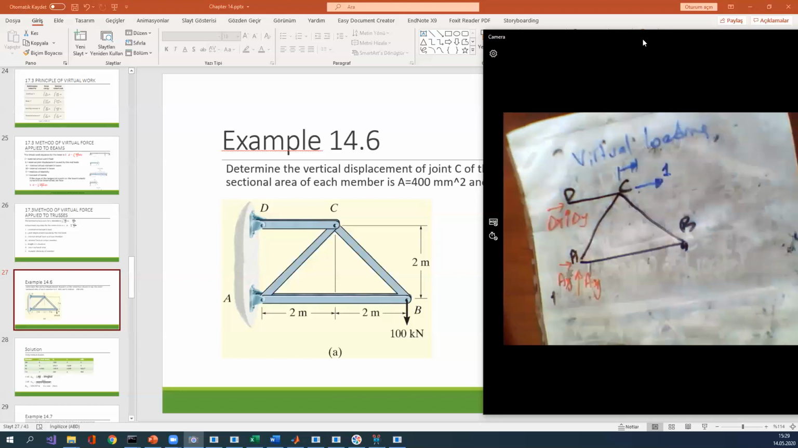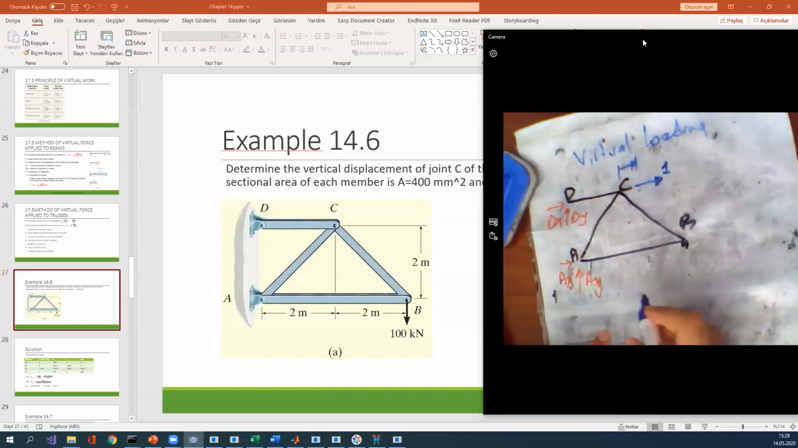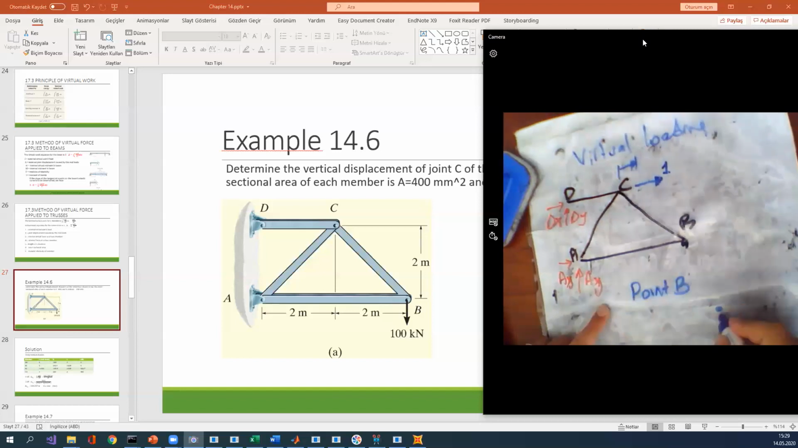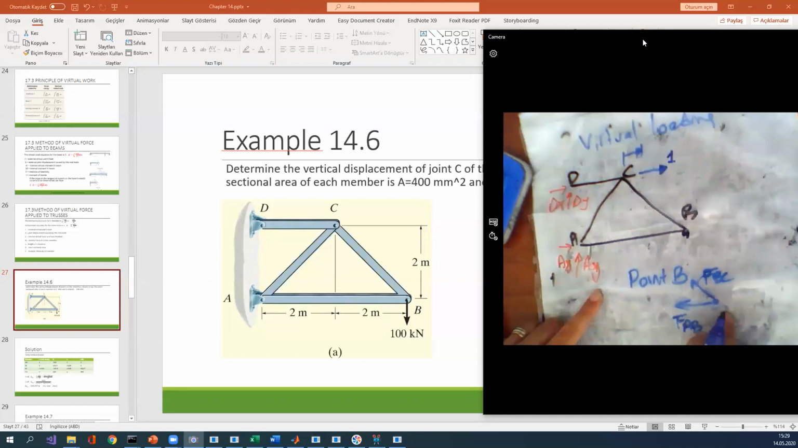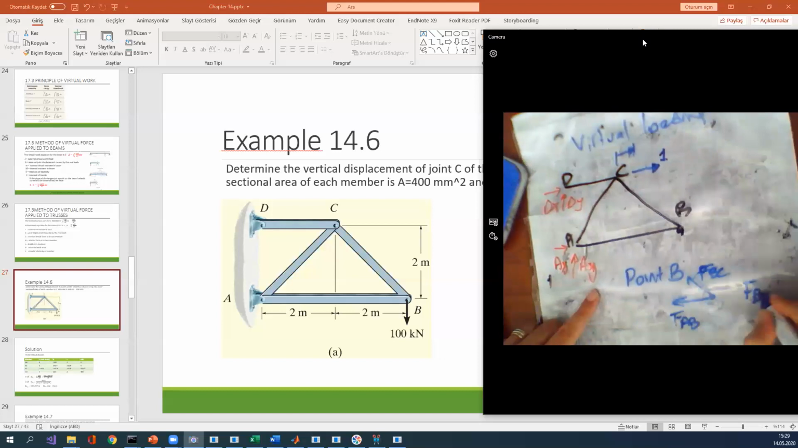You know, on point B, you can see point B, there's no force in here, and the force is 0. Therefore, there's FAB and FBC. In here, no forces in here. Therefore, FBC is equal to 0. FAB is equal to 0 on point B.